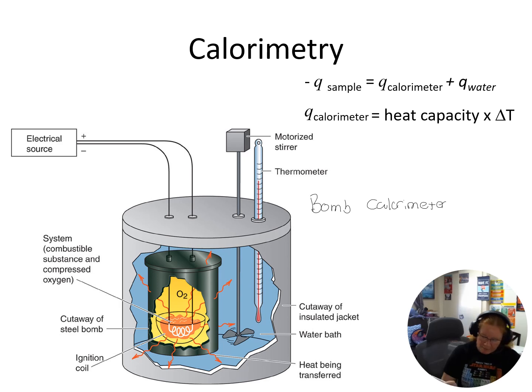So in a bomb calorimeter, what's happening is we have a system where there's a little chamber, and in that chamber, we combust our sample. And as we combust our sample, it gives off energy. And then there's water around it. And so then the water heats up. And so we can figure out how much energy the water absorbed when we combusted our sample. Now, when we do this, the calorimeter itself is going to have a heat capacity.